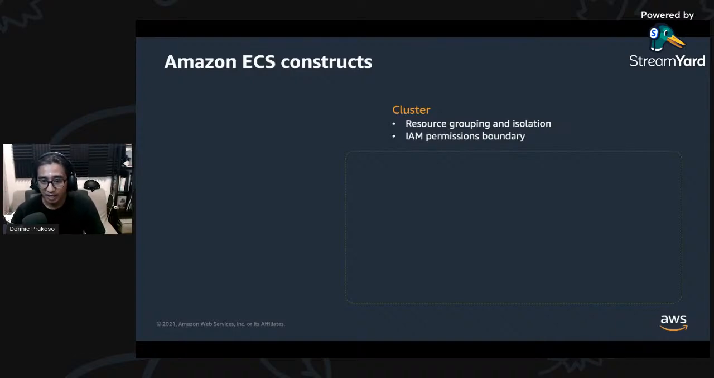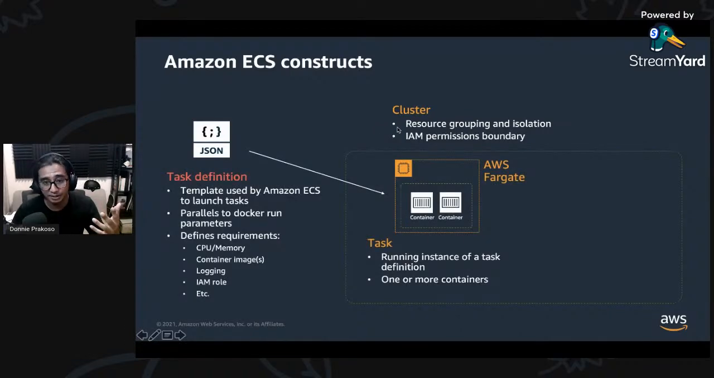So let's start with the cluster, right? An Amazon ECS cluster is a logical grouping of tasks or services. When you first use Amazon ECS, a default cluster is created for you, but you can also create multiple clusters in an account to keep your resources separate. And then there are tasks and also services, but let's talk about tasks first.